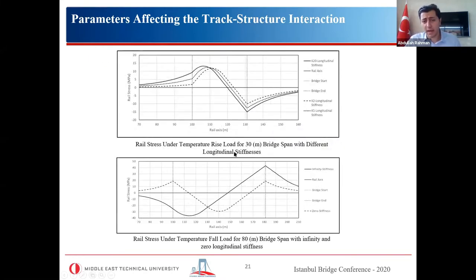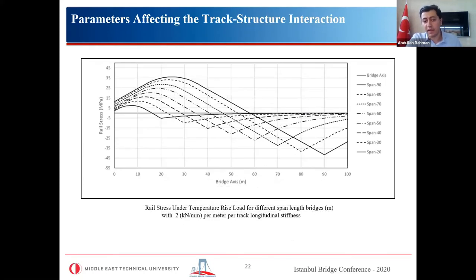If we continue, I again plotted the same, but for a 30 meter bridge span. Again, you can see the thick one is the highest stiffness and the dashed line is the rail stresses for the lowest stiffness. Then I made a kind of radical chart here. It's an 80 meter bridge span under temperature fall load with two radical cases. The first one is an extremely fixed support, where the longitudinal stiffness of the bridge reaches its maximum. The other one is the zero stiffness case. This is not an actual case, but it's only for illustration. You can see that the stresses are lower than the fixed one. The fixed one is the thick line and the dashed one is the free-to-move bridge case.